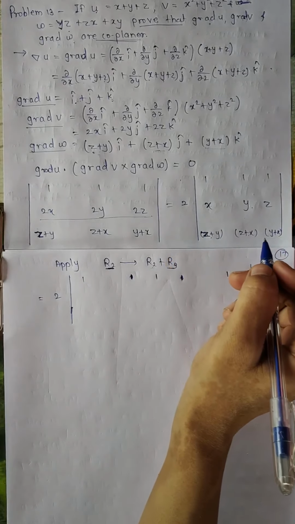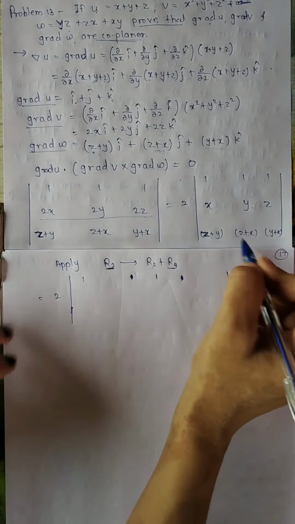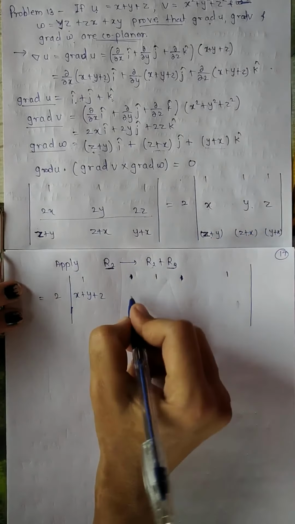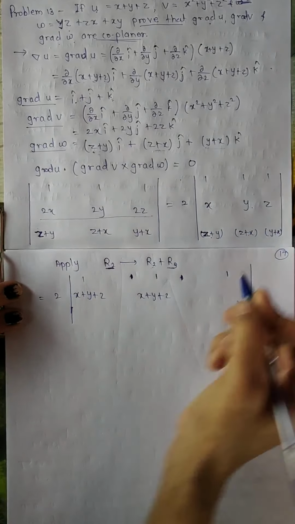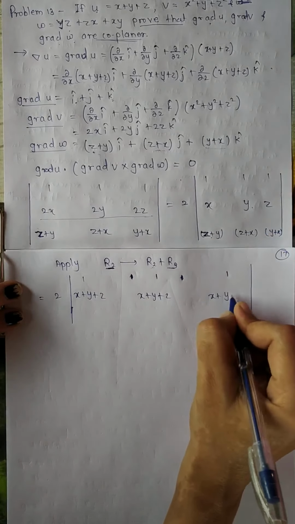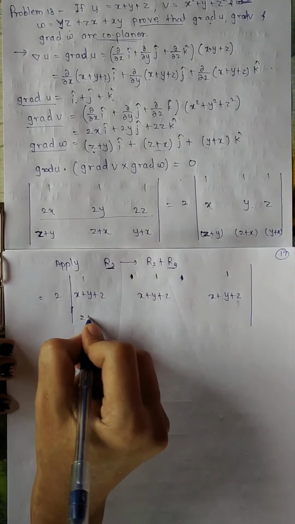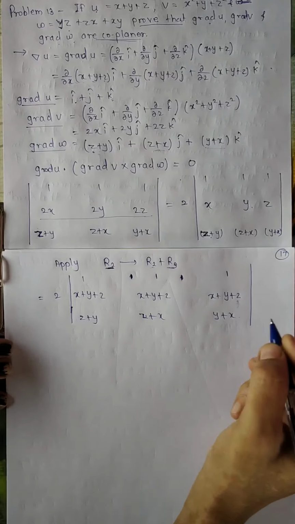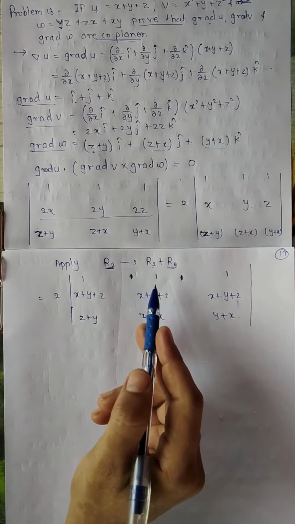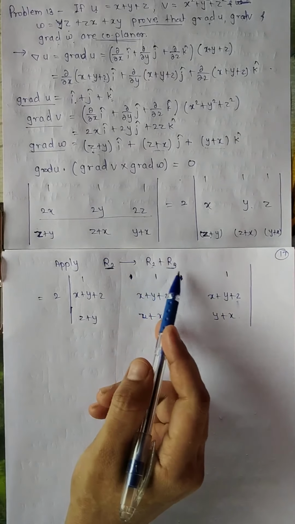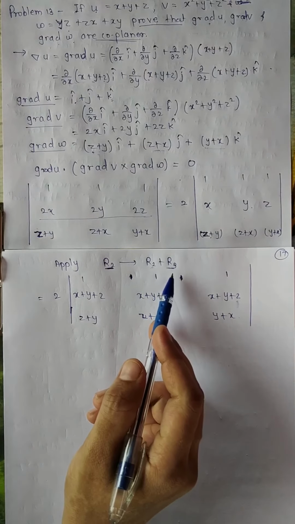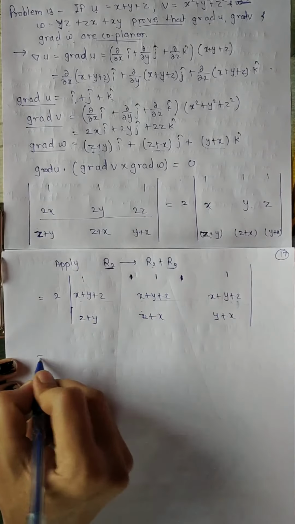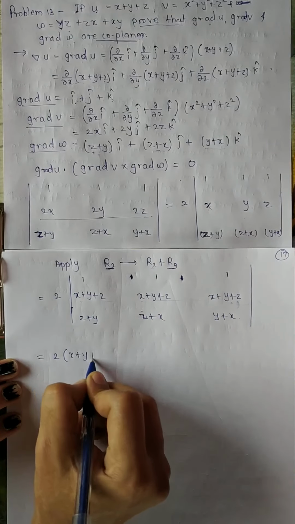So here the addition of these 2 rows will be x plus y plus z. Again x plus y plus z, and here also x plus y plus z, and the third row as it is: z plus y, z plus x and y plus x. So this is the operation we apply on the second row, which is converted as addition of second and first row. Now we will take this x, y, z common throughout the row. We will get here 2 into x plus y plus z.